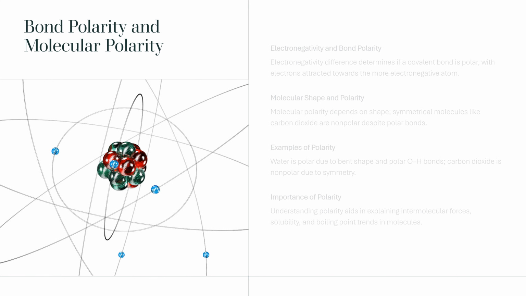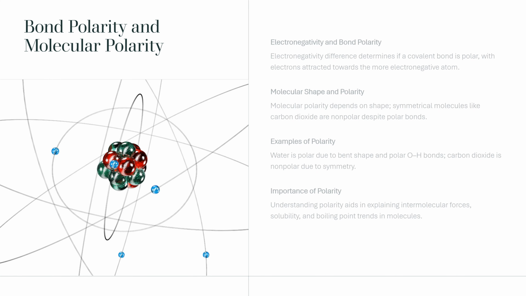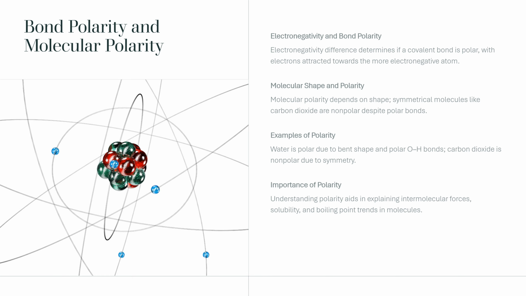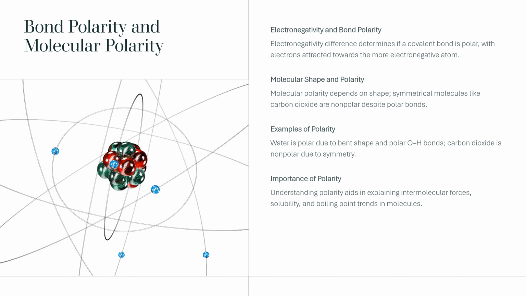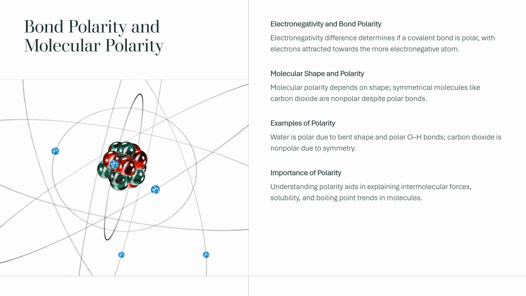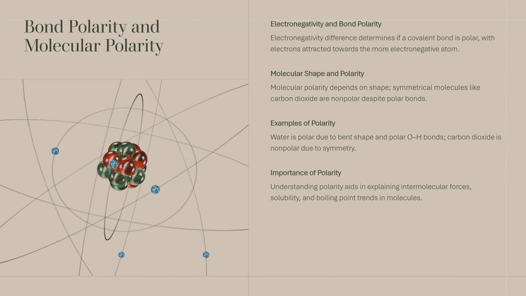Electronegativity is defined as the ability of an atom to attract the bonding pair of electrons in a covalent bond and determines whether a bond is polar or nonpolar. When two atoms with different electronegativities form a covalent bond, the bonding electrons are drawn closer to the more electronegative atom, creating a partial negative charge and a partial positive charge. This results in a polar bond.